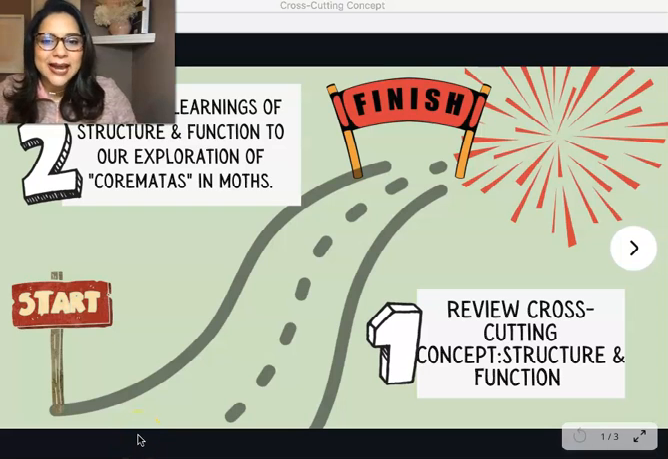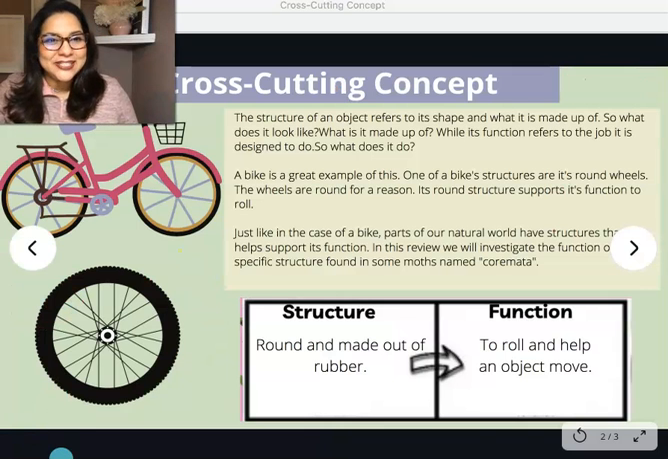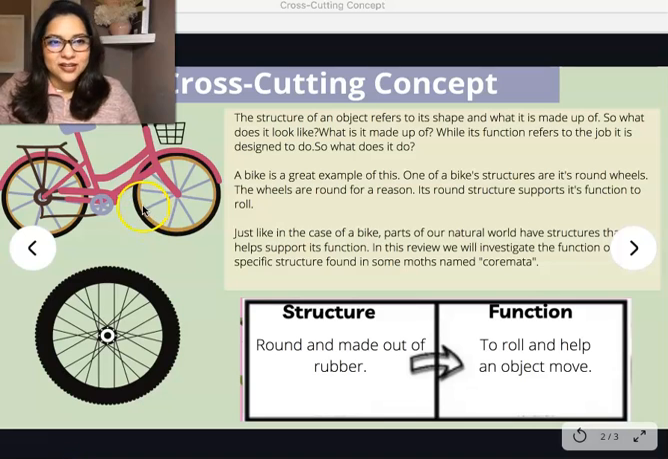So our first step will be to review structure and function, and our second step is going to be to apply our learnings of structure and function to our exploration of chromatota. All right, so let's go ahead and use a bicycle to review structure and function.